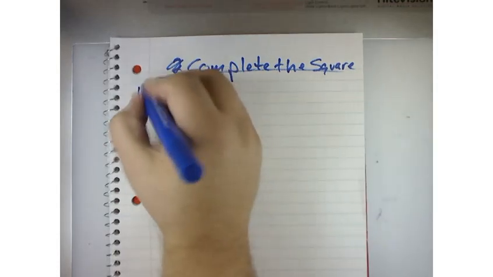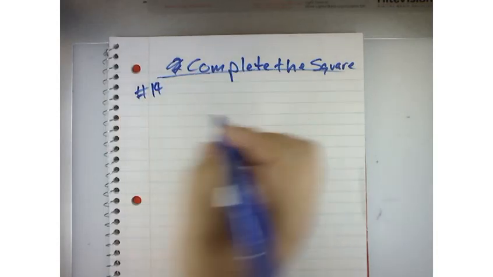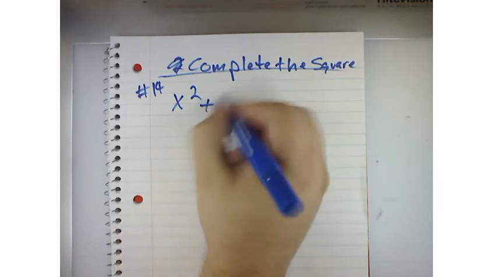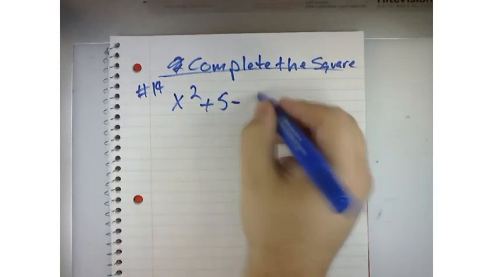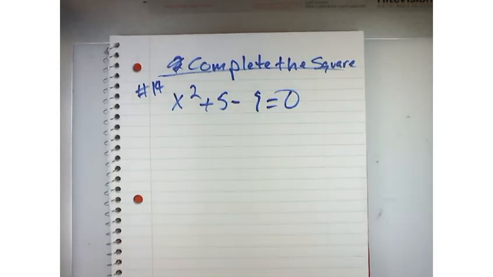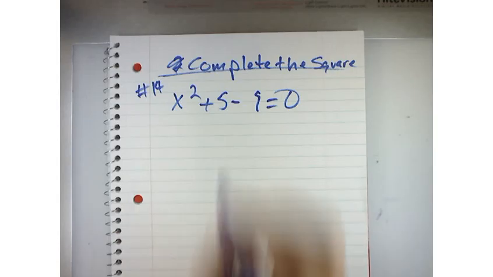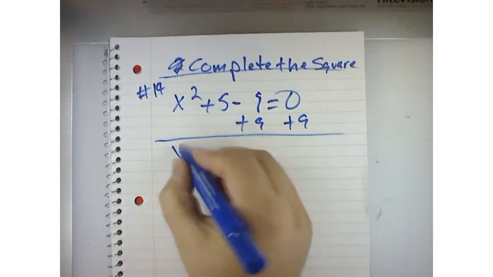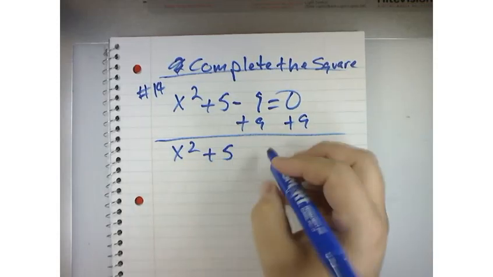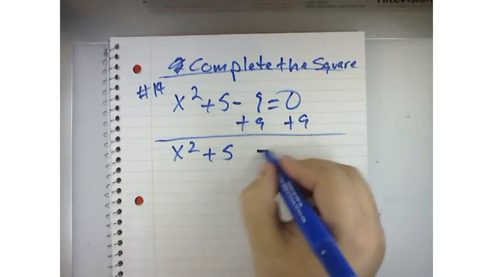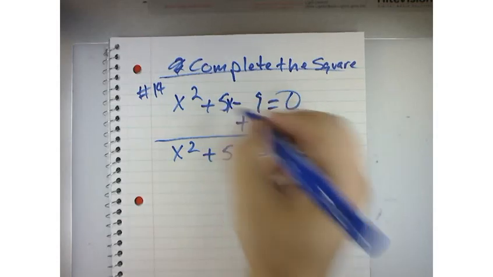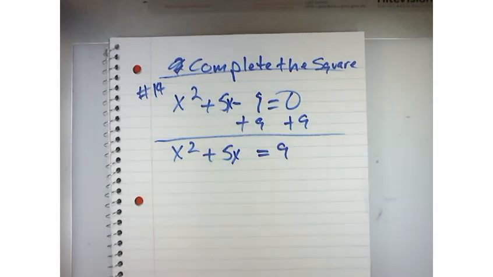So if we do problem number 14 out of the textbook, we're asked to solve x squared plus 5x minus 9 equals 0. All right? Now, what we're going to do is add 9 to both sides, and we get x squared plus 5x is equal to positive 9. Now, oh, this has got an x in it, right? 5x, right? Okay.